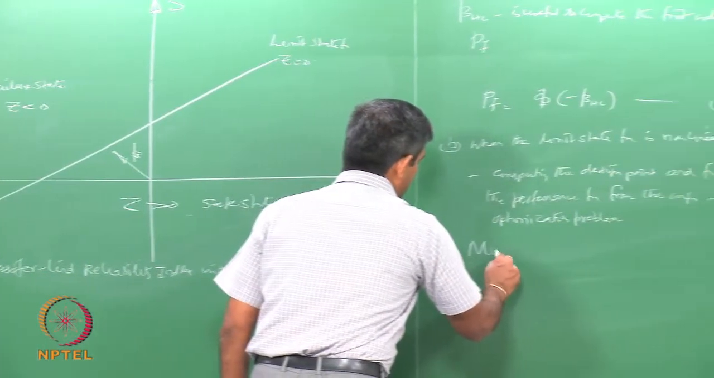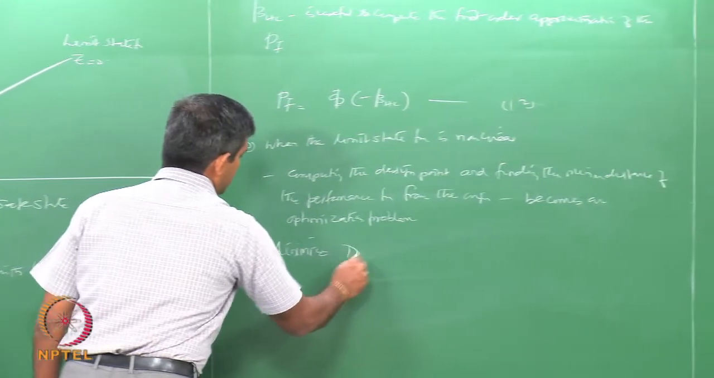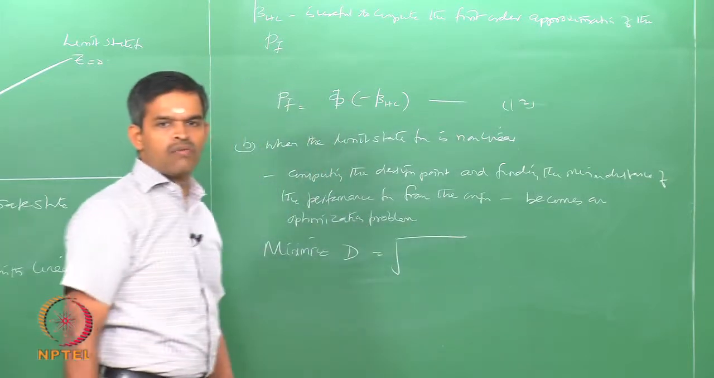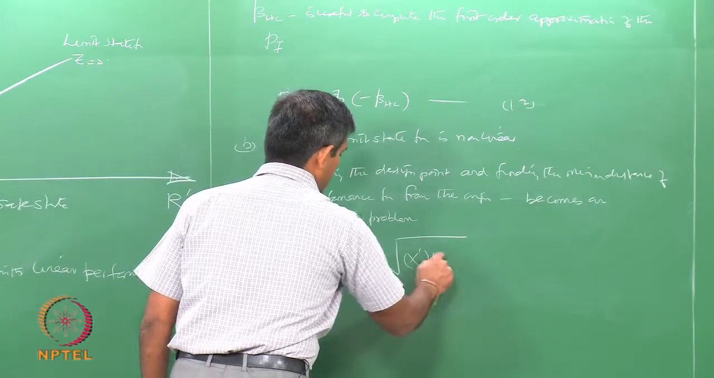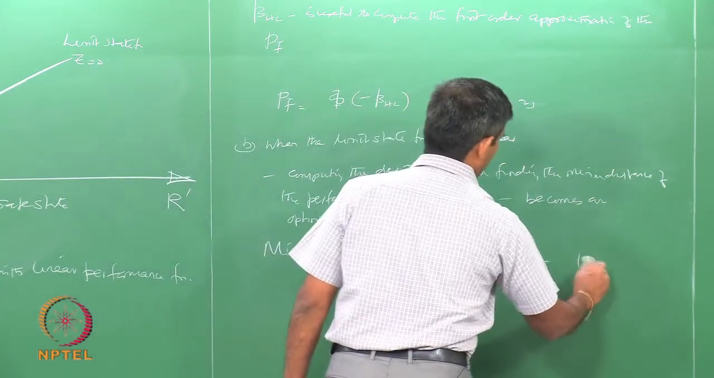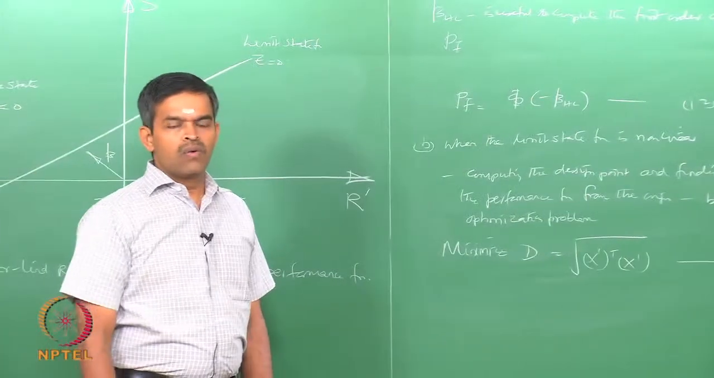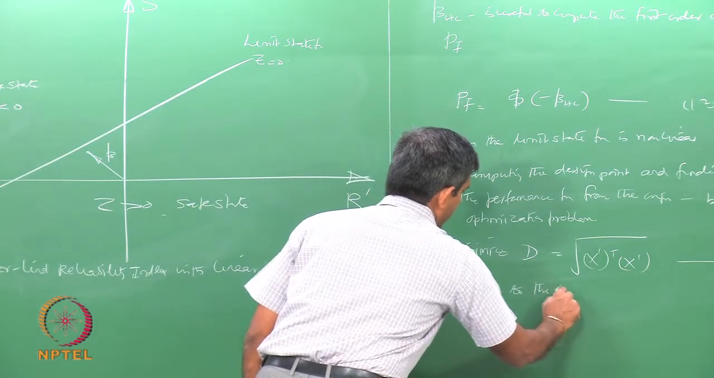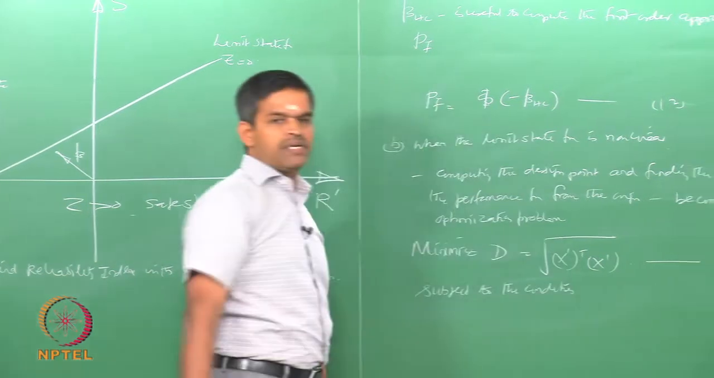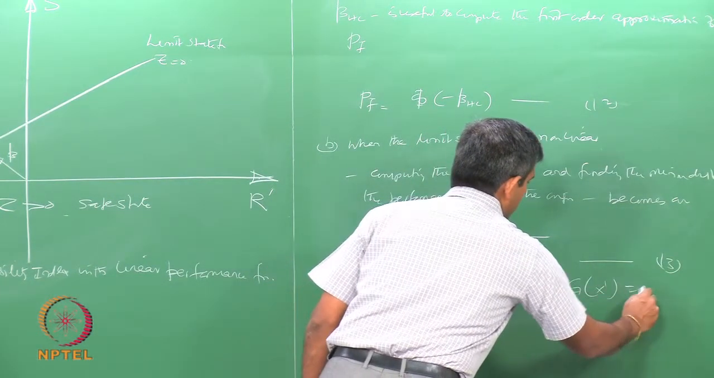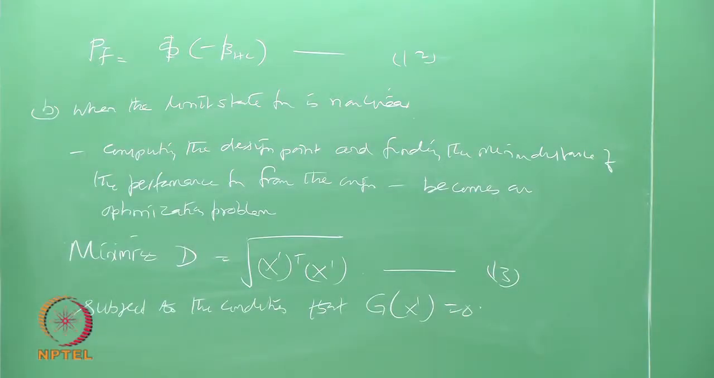So, the condition is to minimize d, which is the root of x prime transpose x prime. So, we have to minimize this, subject to the condition that g of x dash should be set to 0. Shinozuka has given an approximate solution for this.